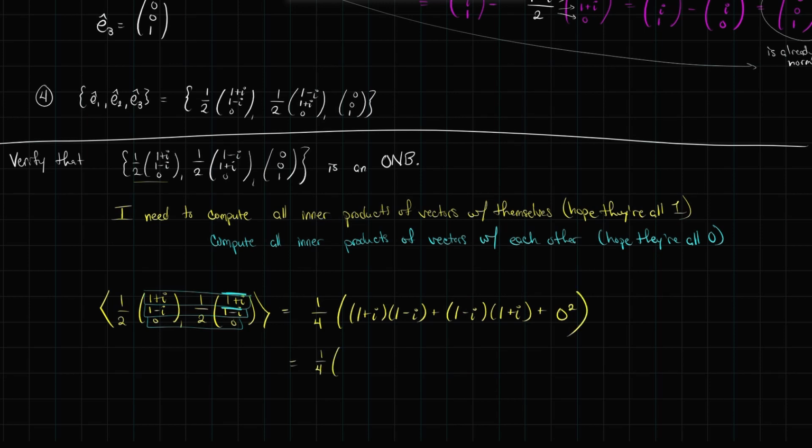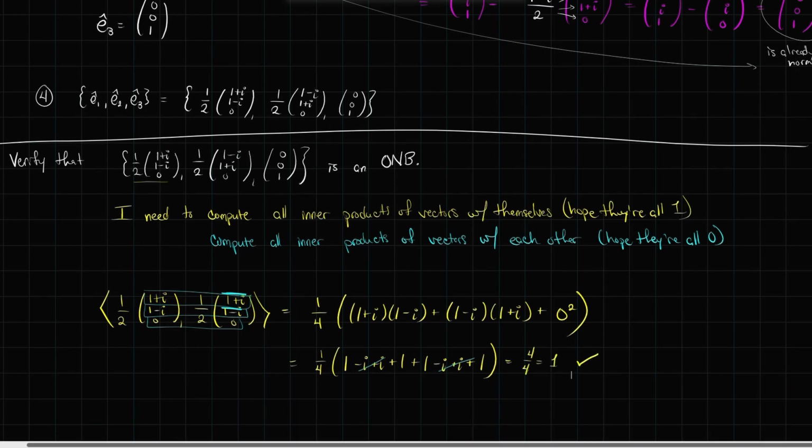If I FOIL these, I have 1 minus i plus i minus i squared, which is plus 1. Then I'll have plus 1 minus i plus i minus i squared, which is still plus 1, and then the 0. The i's and minus i's cancel. I have 4 copies of 1, so I have 4 divided by 4, and this is in fact equal to the 1 that I was hoping.